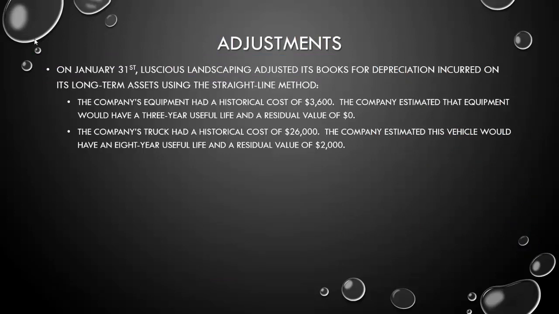Let's go first and record the adjustments for Luscious Landscaping in this example. On January 31st, they need to adjust their books for depreciation incurred on their long-term assets, and they're going to use the straight line method, taking an equal portion of the value away each period over the life of the asset. They have two different types of assets they are depreciating.